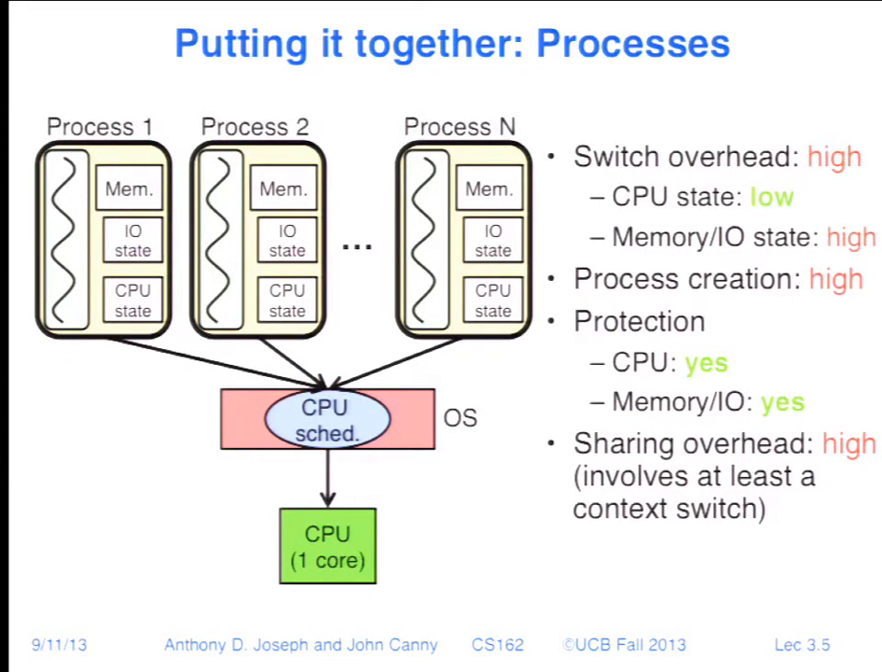When you switch between different processes, the switching overhead certainly used to be quite high. We're going to look at that in some more detail now, because it's actually a much more complicated question what you mean by a context switch for a process when it's multi-threaded. But anyway, it's more work than simply a thread switch.